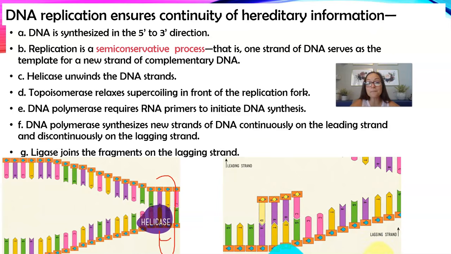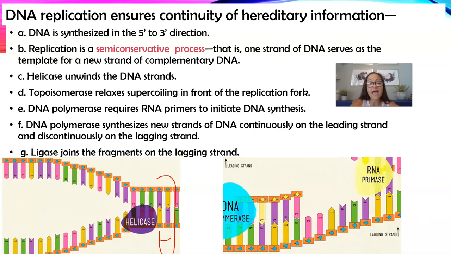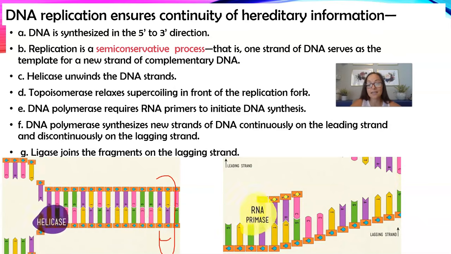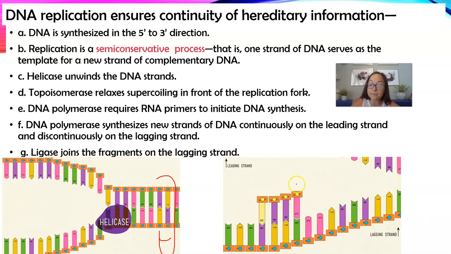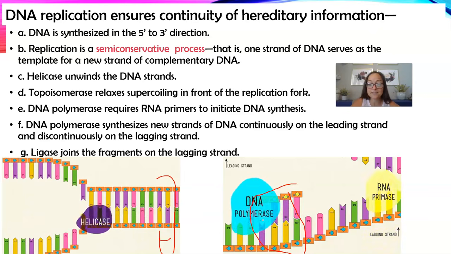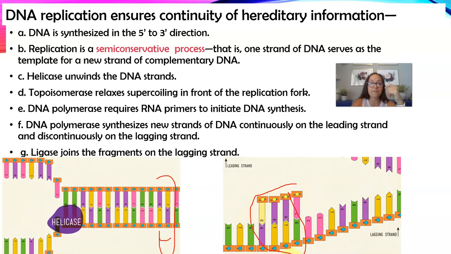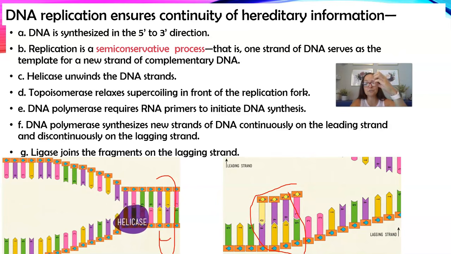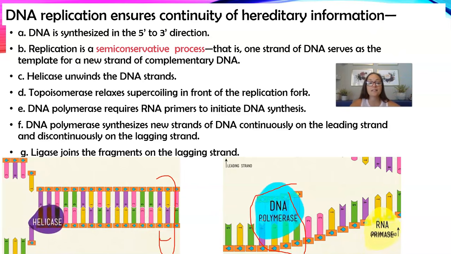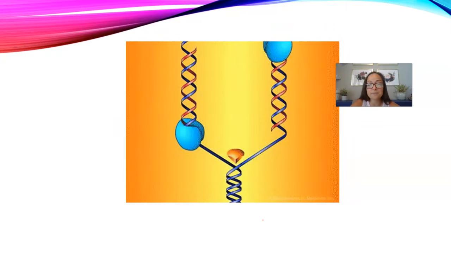And then in order to start replication, DNA polymerase 3 will actually need what's called a primer. And that primer is made out of RNA nucleotides. So an enzyme called primase can come and build a primer. And you know this is RNA because it has a U in it. And then from that RNA primer, DNA polymerase 3 can begin to extend and build that new strand of DNA.